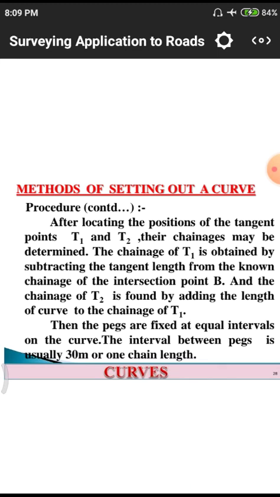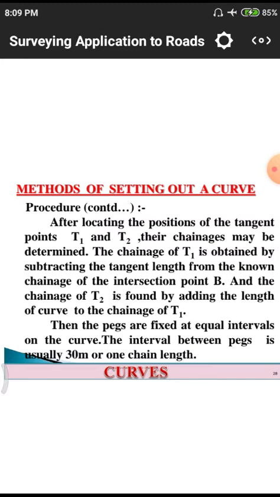Next one, method of setting out a curve. The continuation process is, after locating the tangents, that means T1 and T2. Those T1 and T2 we are locating by using the radius R, which is the same for both directions, A and C, so that at the point of joining of this curve, we have to locate these tangents T1 and T2. After the tangents are determined, we have to go for chainage.